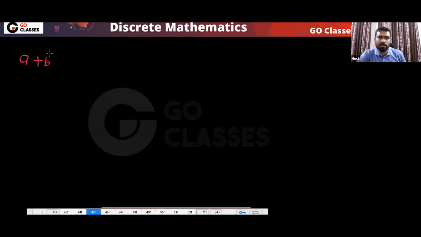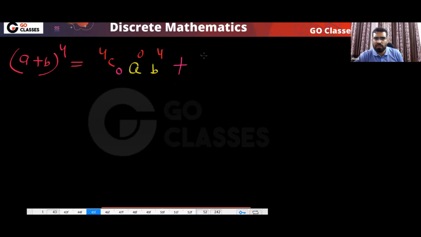For example, what is (a plus b) power 4? You can have a power 0, then how many b's will be there? If you have a power 4, then the number of b's will be 0, and you can create this in 4C0. If you have a power 0, then b power will be 4. So you can decide who will give you a; none of them will give you a.